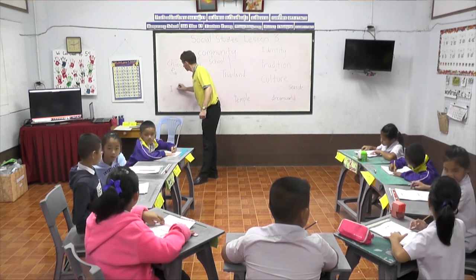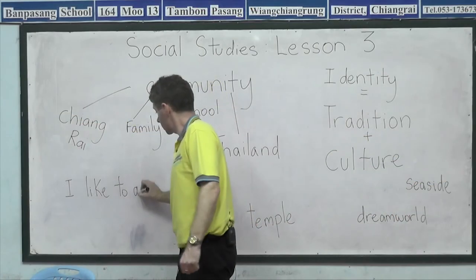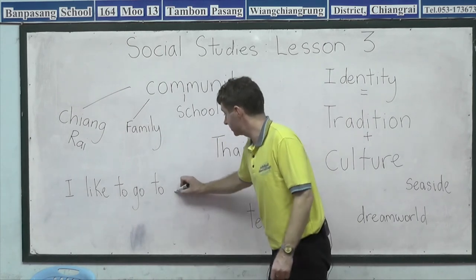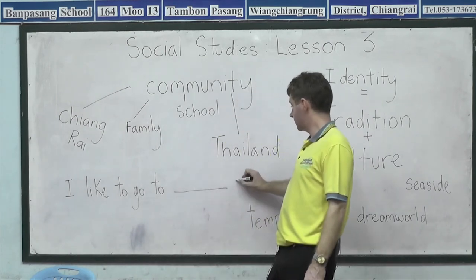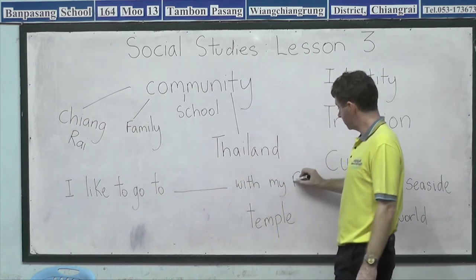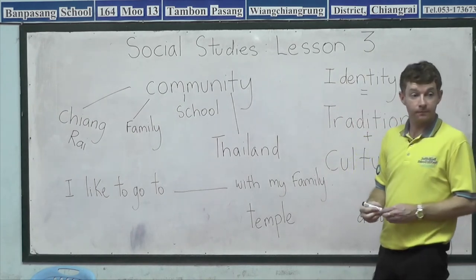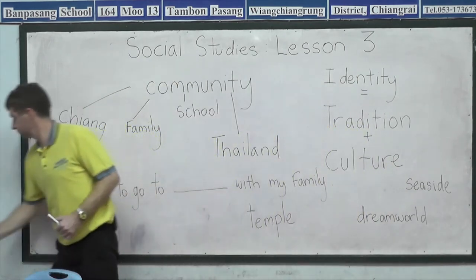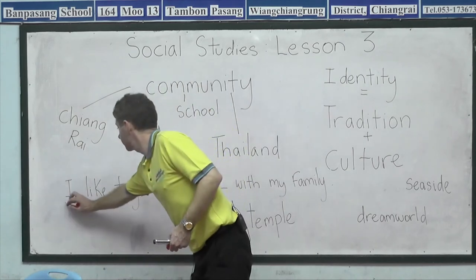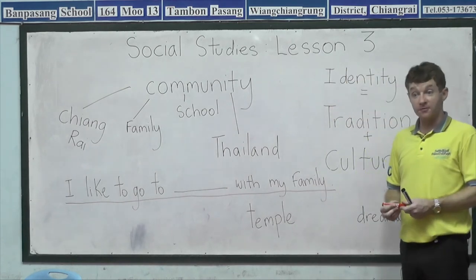I like to go to, and then with my family. You can write this sentence. See in red? See, teacher Wes has underlined in red.